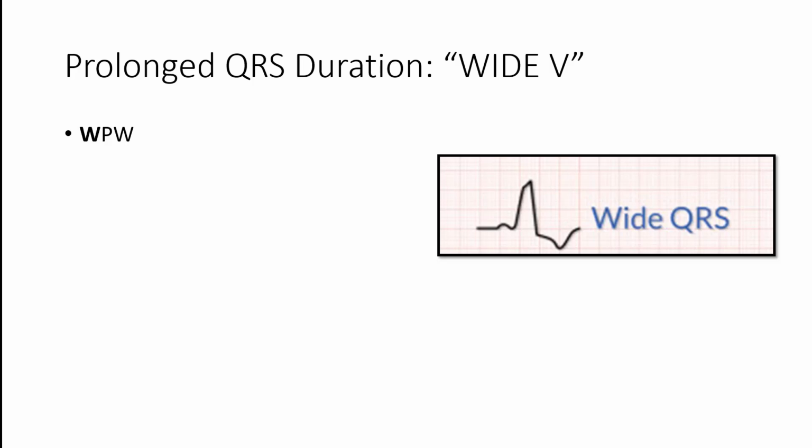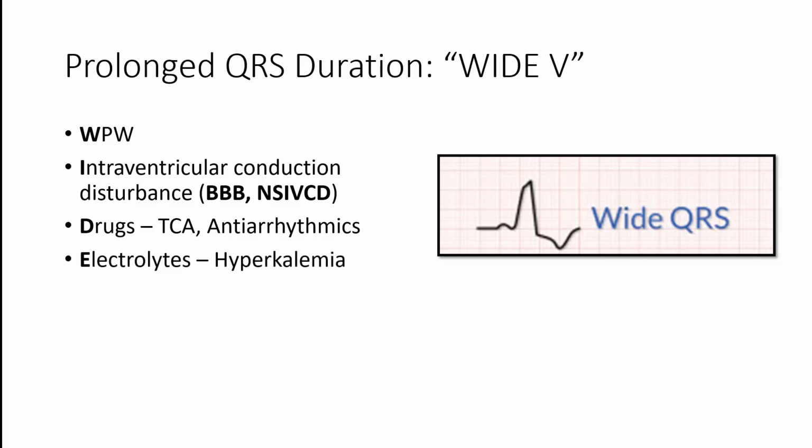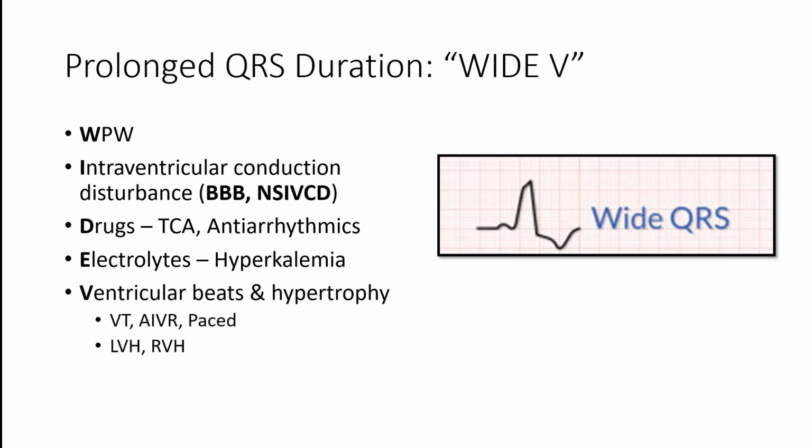W stands for Wolff-Parkinson-White. And then we have the I, intraventricular conduction disturbance, whether that be a bundle branch block or some non-specific intraventricular conduction delay, which is sometimes used to refer to when the QRS complex is moderately widened but there's no existing pattern. We should also consider, particularly if the patient's ill, tricyclic antidepressant overdoses or the toxic effects of antiarrhythmics. Hyperkalemia or electrolyte disturbances are definitely going to be on our differential, as will ventricular beats or ventricular hypertrophy.